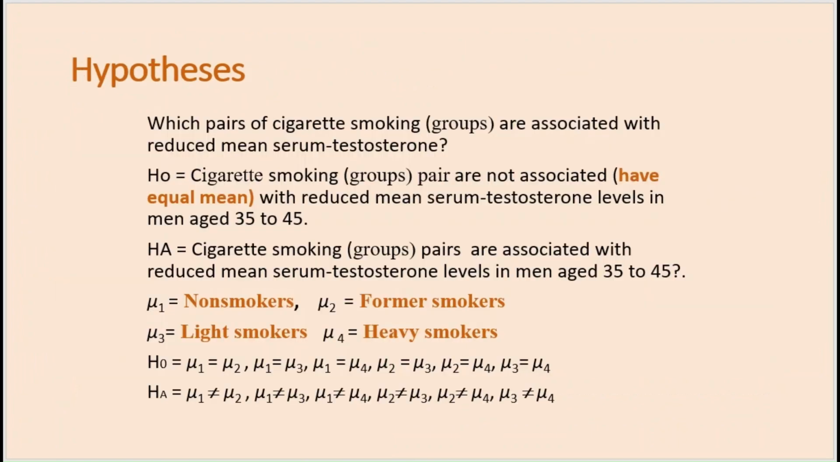Here is the hypothesis for the post hoc ANOVA. The H naught shows mu1 is equal to mu2, mu1 is equal to mu3, mu1 is equal to mu4, and mu2 is equal to mu3, mu2 is equal to mu4, and the last pair is mu3 is equal to mu4.